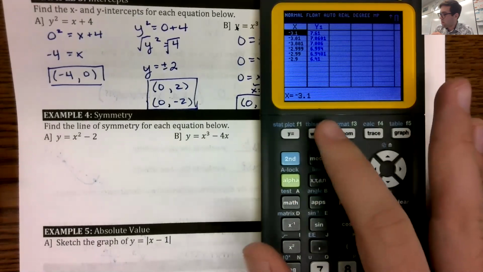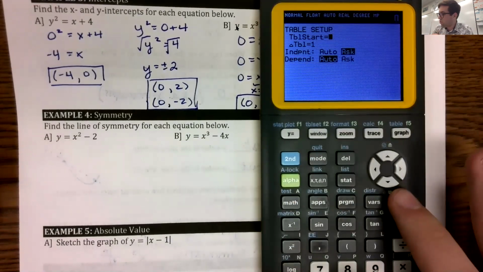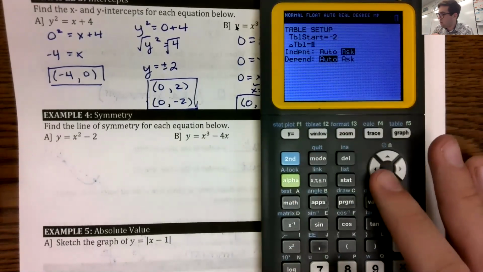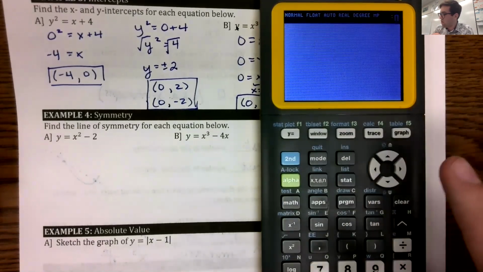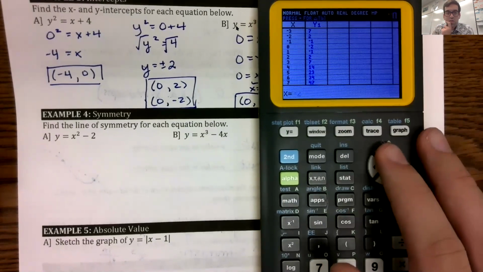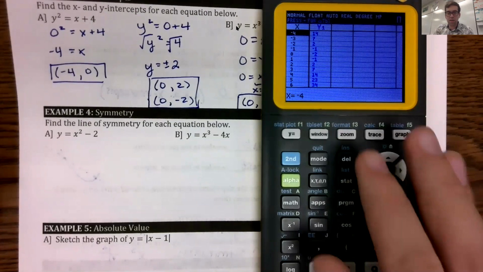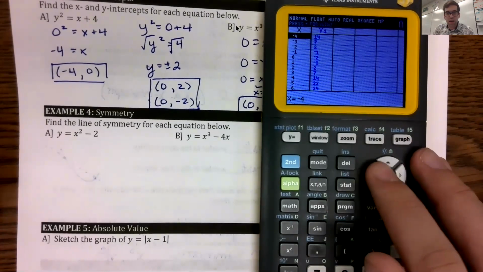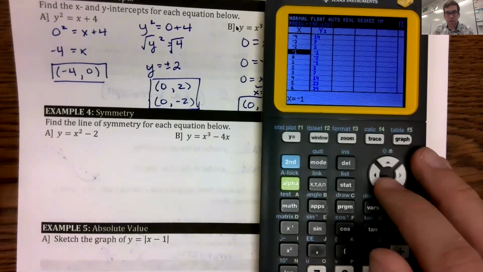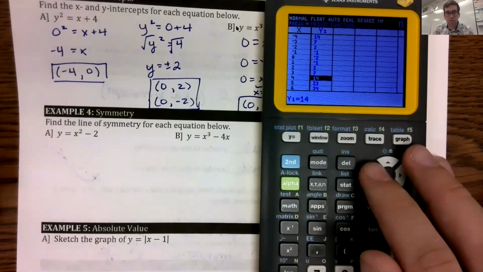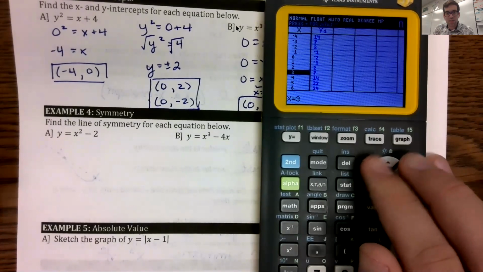My table is messed up from before, so I'm going to switch it back to auto. There we go. I'm going to scroll up and down here, and let's see. So if it is y-axis symmetry, if x comma y is on the graph, negative x comma y is also on the graph. I'm pulling that straight from the beginning of the notes. So we have negative 4 comma 14. So if I switch the sign of the x value, the y value should be the same. And it is. And that's going to be the same for all of these.